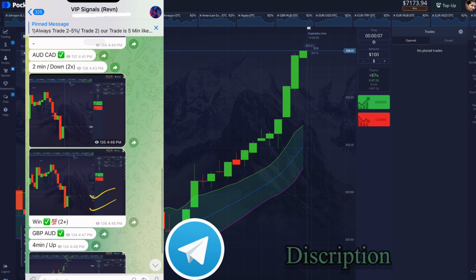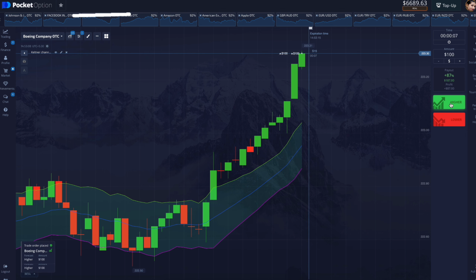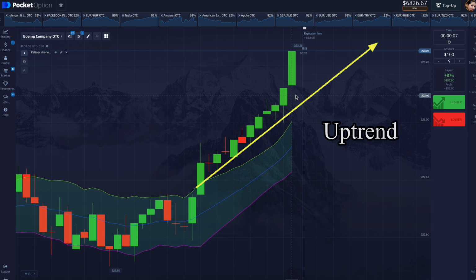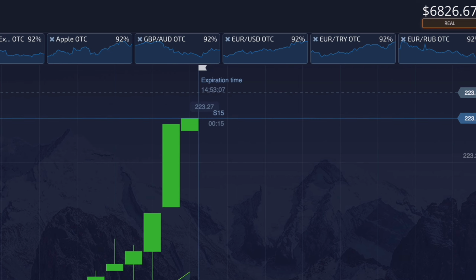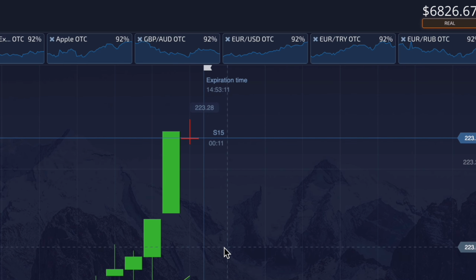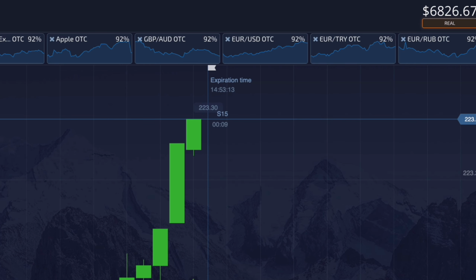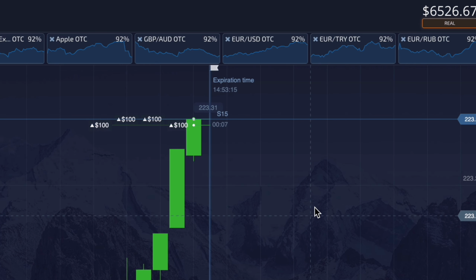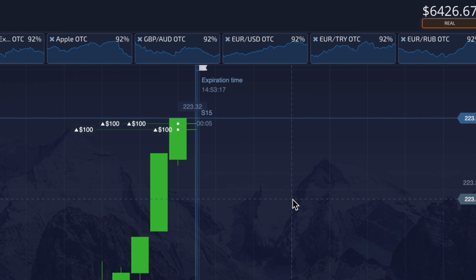Let's now understand why I have entered the trade here. First of all, understand that this is an uptrend, and the candle is of 15 seconds. As soon as the candle comes to 10 seconds, you will take the trade in the upper direction. Something like this. I have taken some trades here, but keep in mind that the candle should remain completely green for the first 5 seconds. Watch the video till the end. After that, you will understand everything.